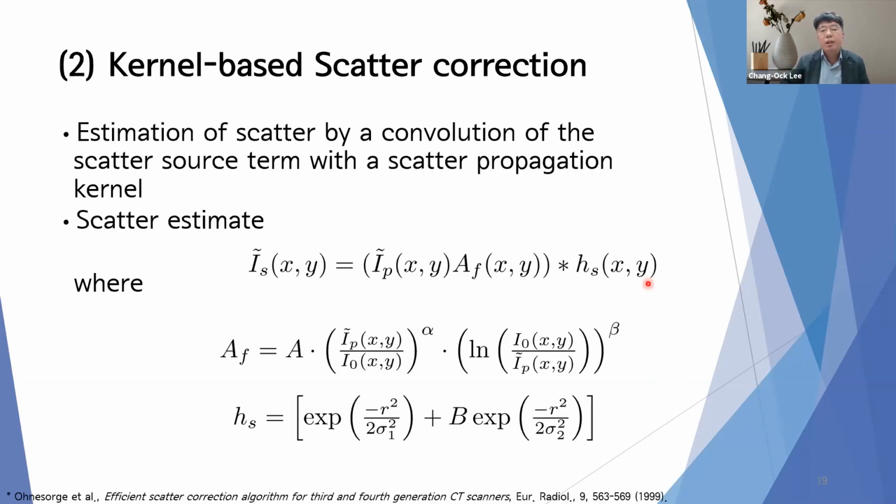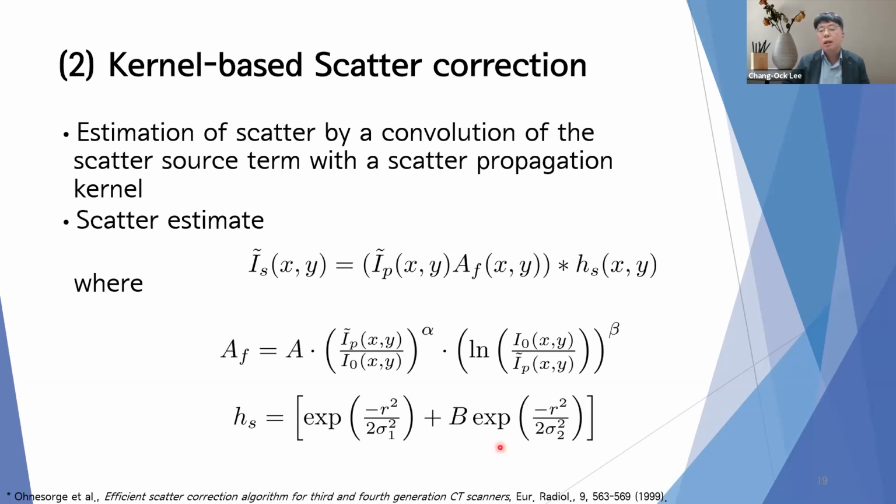Let me say about the kernel-based scatter corrections now. This is a scatter signal, and this is a primary signal. Without the scattering, this primary signal is just the sinogram data. Here, AF we call a scatter source. So A is the magnitude, and also primary data divided by this initial data, and this is the reverse of that, and we take logarithms. Actually, this is called the sinogram, if you remember the slices in the first stage. Here A is the magnitude, alpha is another parameter, beta is also a parameter, and HS is what we call the scatter propagation kernels.